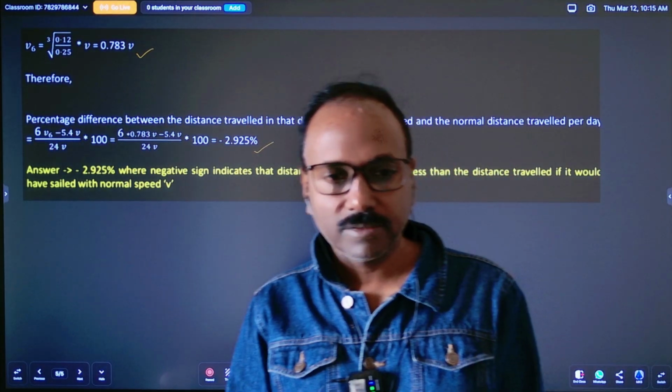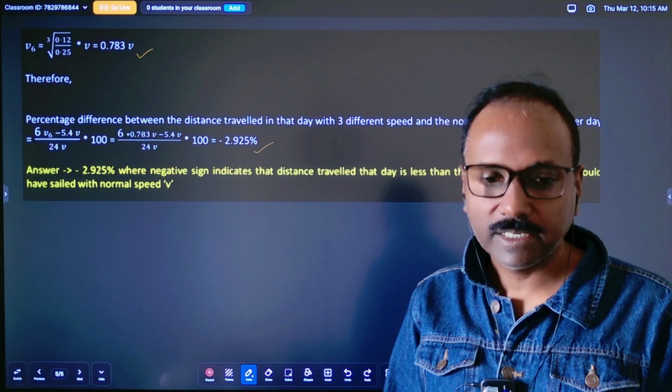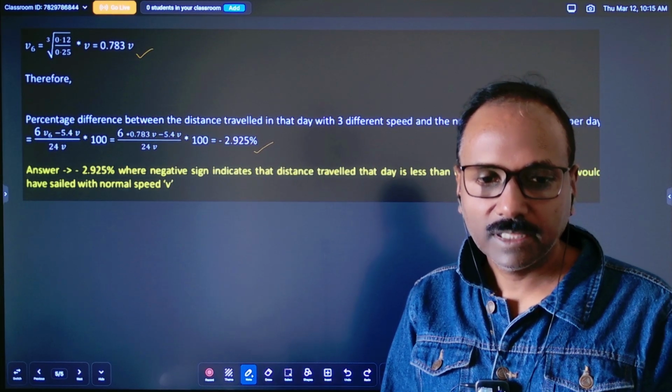So hopefully you understood this. Any issues in understanding, you can write in the comment box. Mention the particular point.